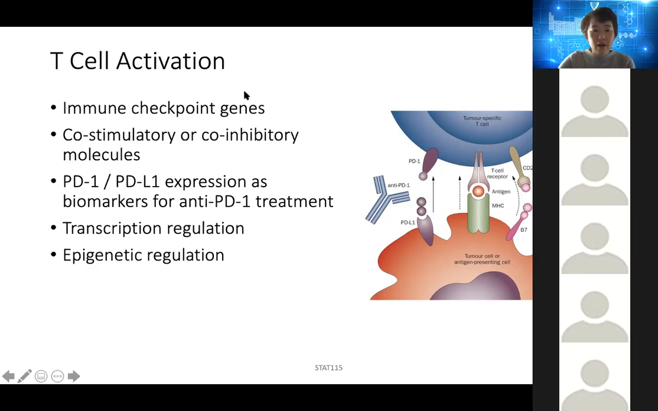In addition, there are also co-stimulatory or co-inhibitory molecules. Co-stimulatory molecules include things like CD28. In order for the T cell to be in an active state, the T cell receptor needs to recognize the foreign antigen, CD28 needs to be stimulated, but the checkpoint genes like PD-1 and CTLA-4 cannot be stimulated. When all the conditions are right, then the T cell can get activated. In the process, we will see a lot of transcription regulation and epigenetic regulation.